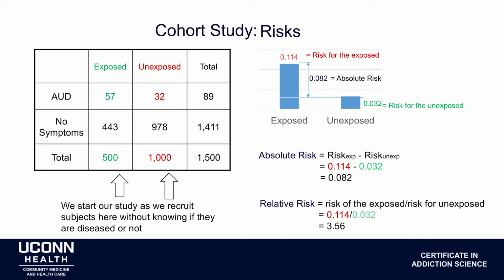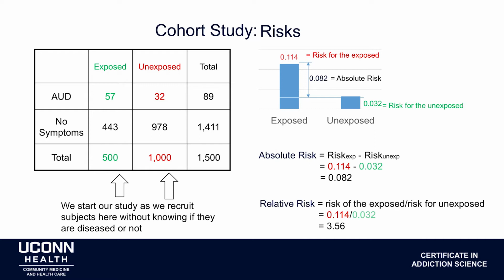Then what is the relative risk? It's the risk of exposure versus the risk of unexposure. So that's a different way to calculate it, and I'm just trying to illustrate it more visually here. So it's 0.114 divided by 0.032. So it's 3.56. So what does that mean?